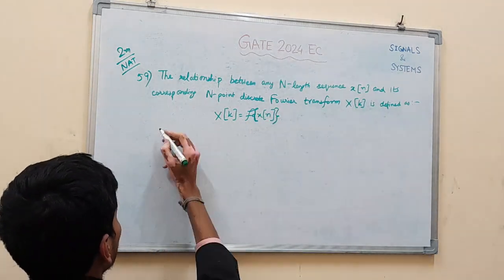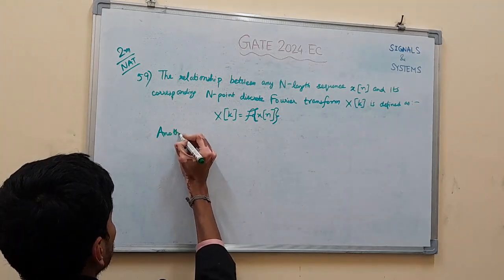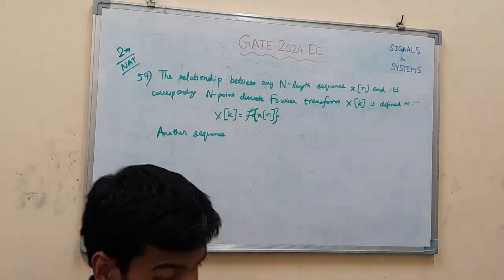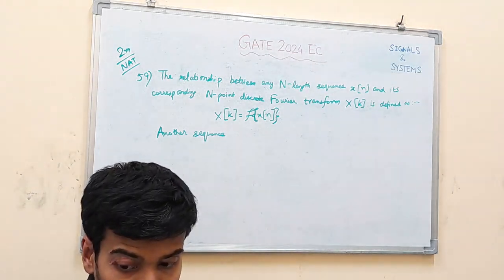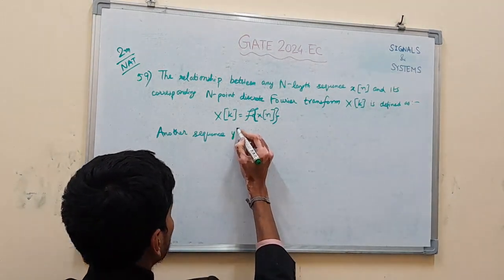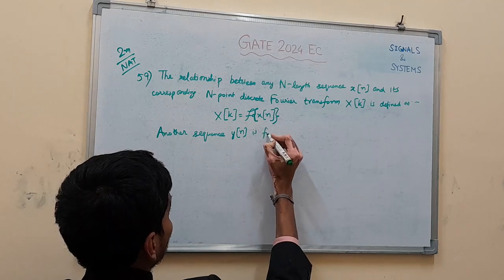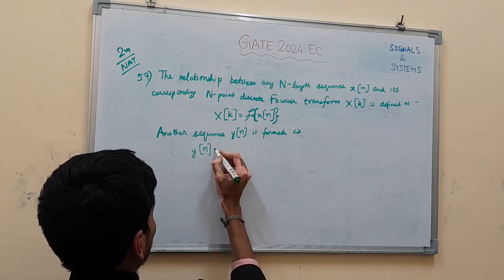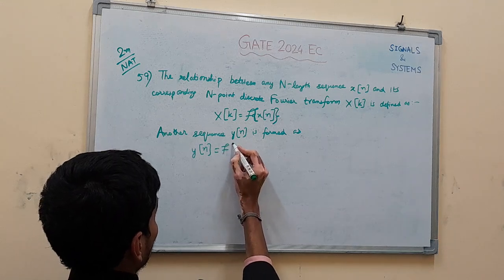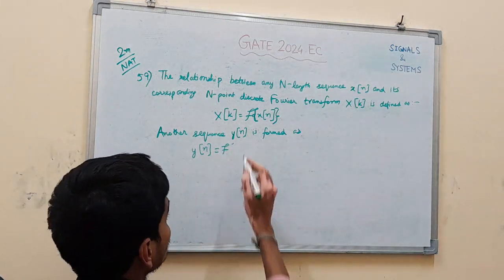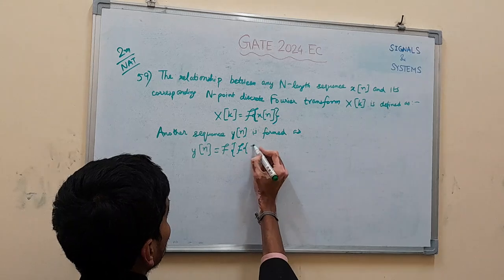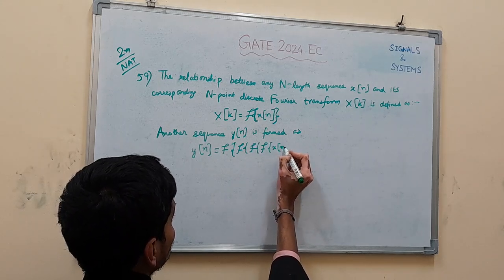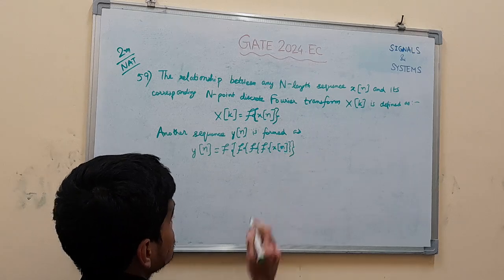Now another sequence is given. y of n is formed as y of n equal to Fourier transform of x of n. Okay.